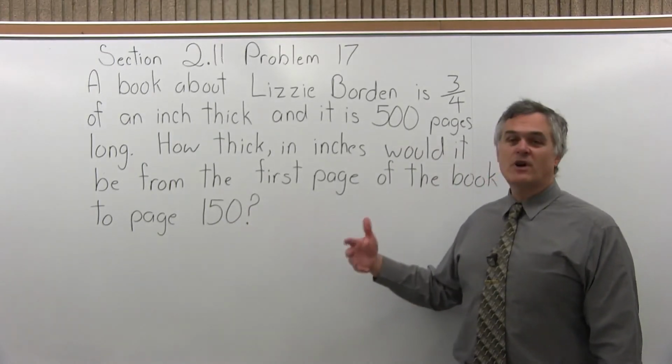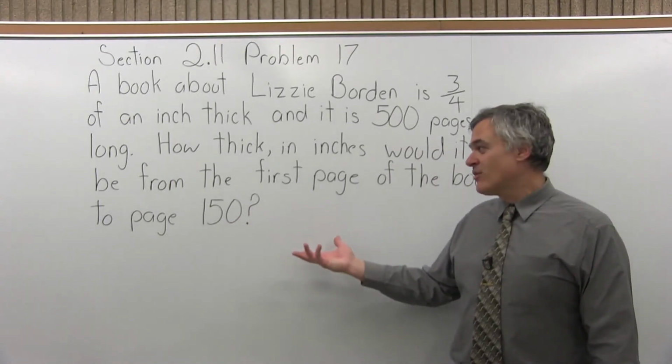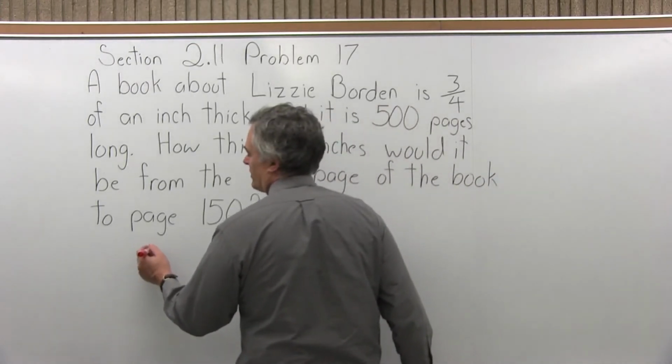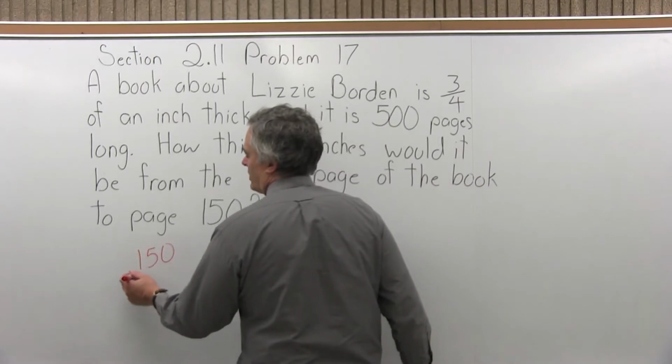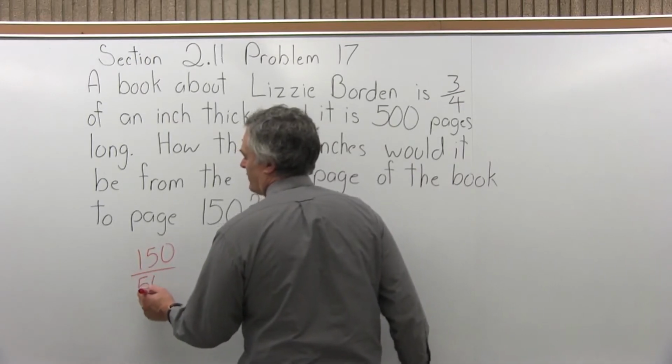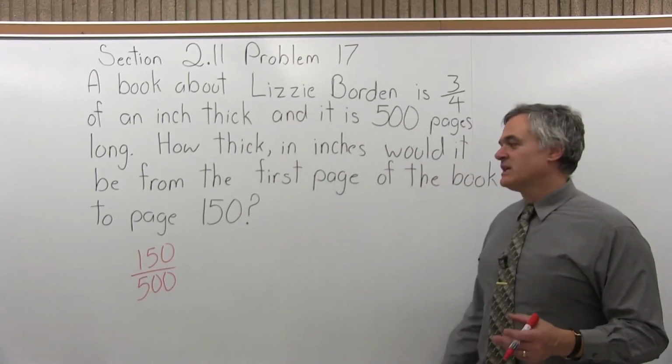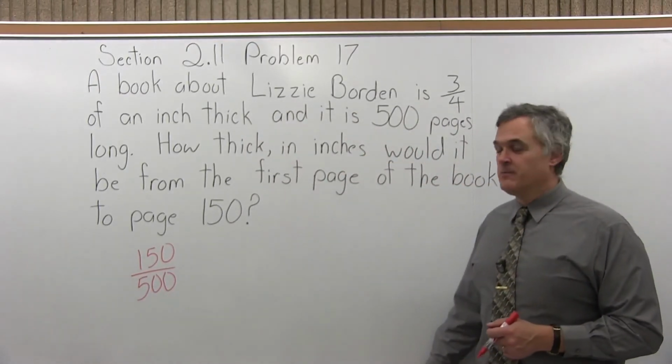So first of all, how far into the book have we gone? Is it halfway? It's not quite. How can we figure that out? Well, the portion of the book that we've read so far is 150 over 500. There's 500 pages altogether. We've read 150 of them. That's what fraction of the book we've read.